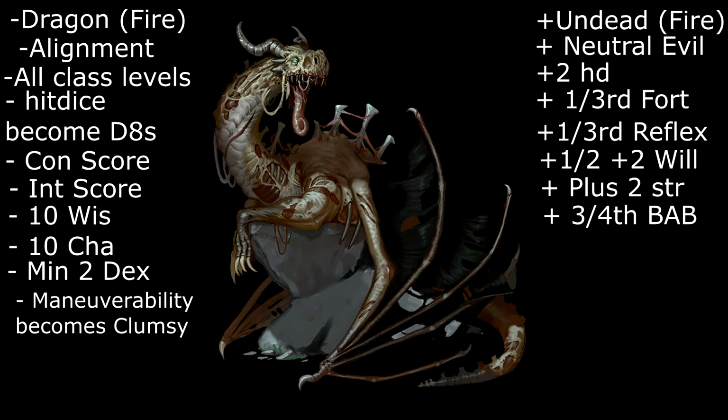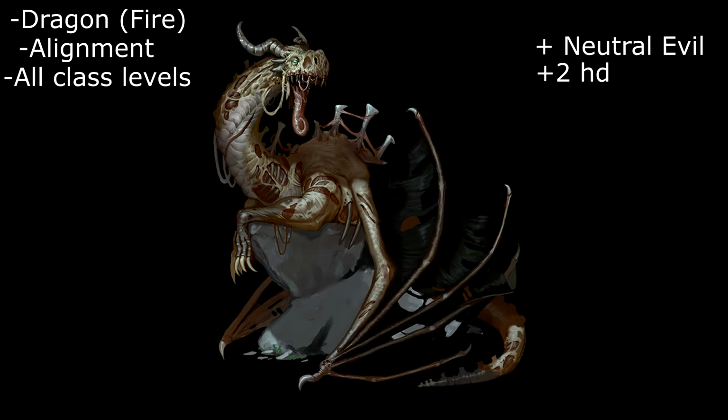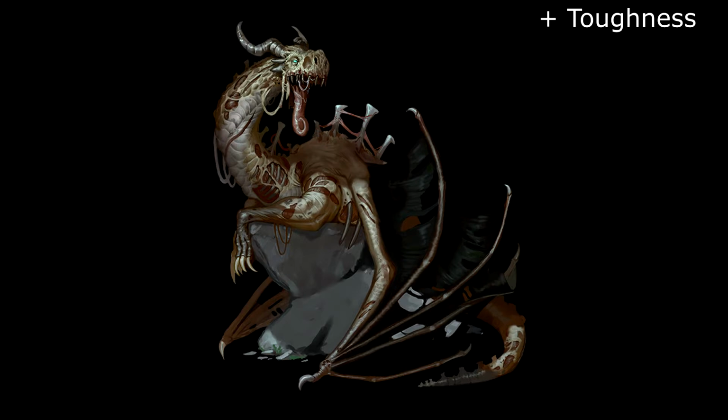The red dragon then loses its innate plus 15 natural armor and instead gains natural armor as per a large zombie, so plus 3. It loses all of its skills and feats, and does not gain new feats based on its hit dice, but it does gain the toughness feat for free and gains damage resistance 5 overcome by slashing.